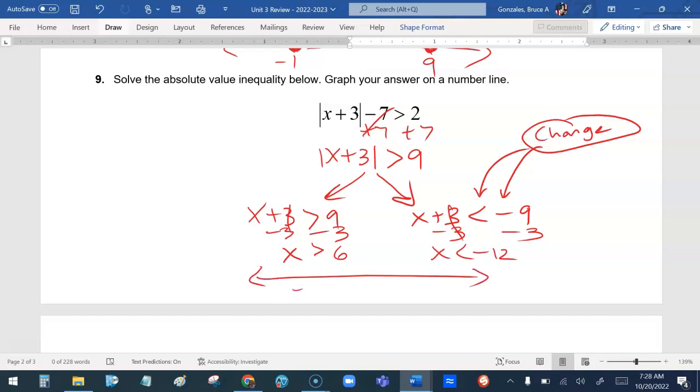Now your number line, negative 12, positive 6. These are not underlined. These are going to be open circles. And then greater than 6 actually goes to the right, right? Less than negative 12, that goes to the left. So you see how sometimes they go away from each other and sometimes we have open circles? Very important.